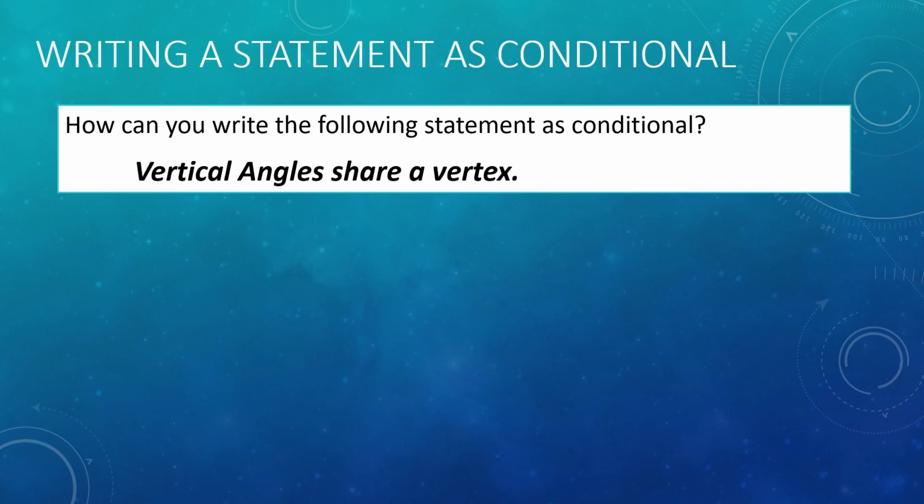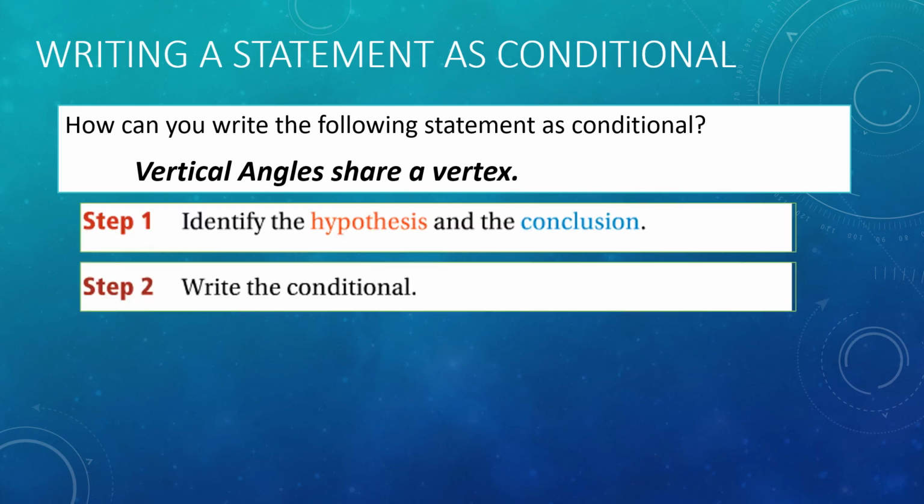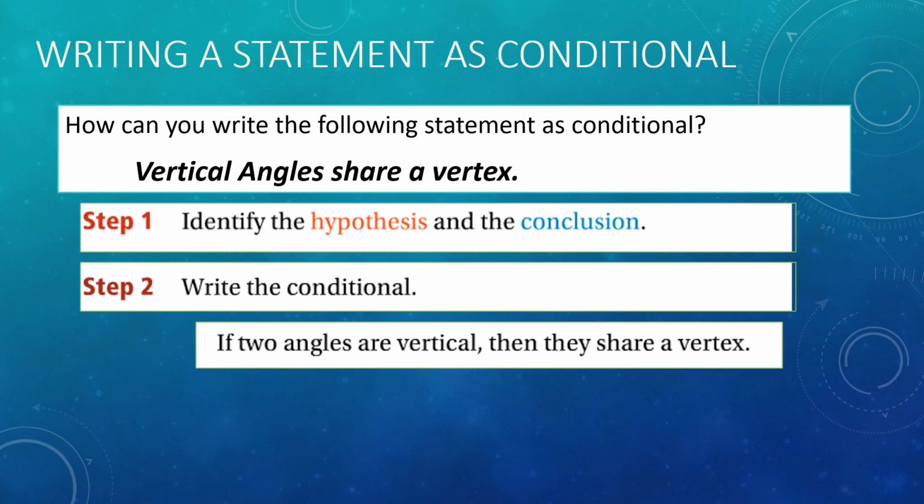So when we write a statement as a conditional, sometimes we're just given a statement like this one, vertical angles share a vertex. The steps to write the statement as a conditional would be to identify the hypothesis and the conclusion, and then write the conditional. So make sure you get those two in your notes. Then write this down. From going from vertical angles share a vertex to if two angles are vertical, then they share a vertex. So we put that in a conditional statement.